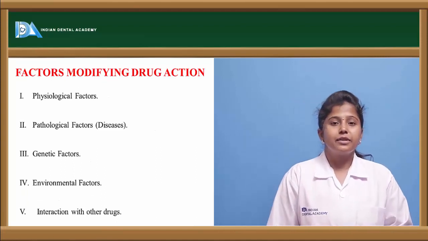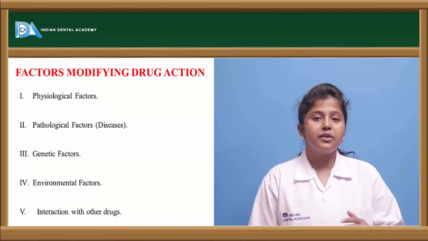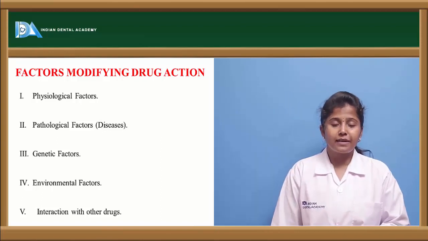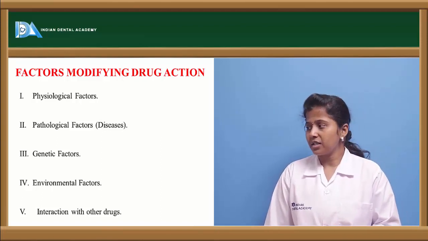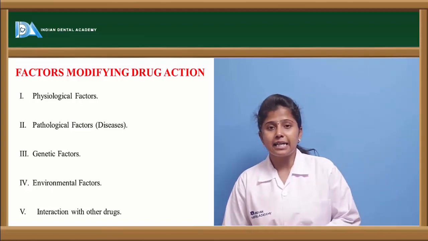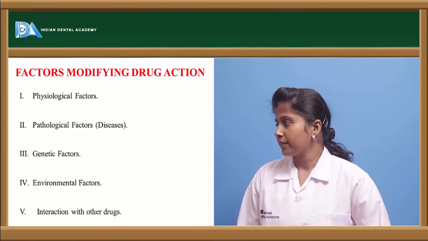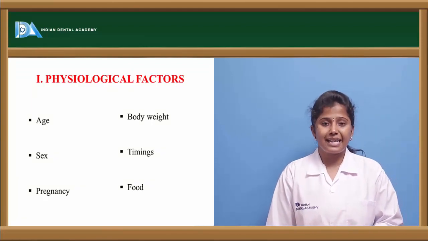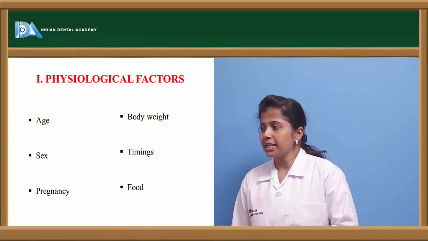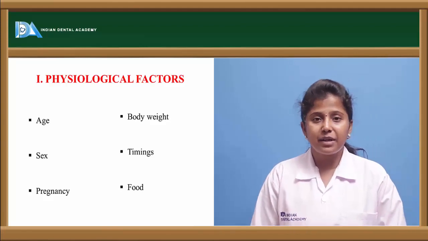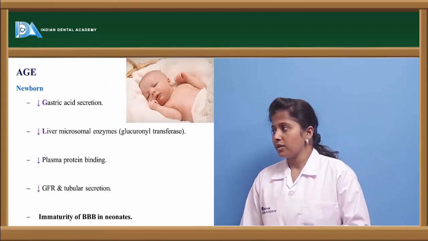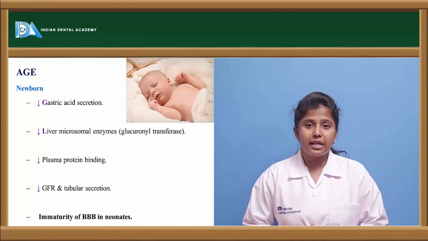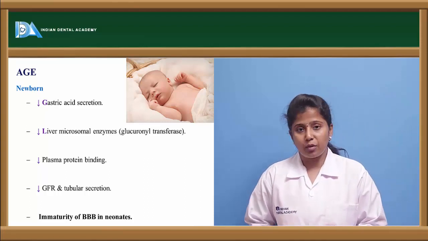And so, the various factors which are involved in modifying the drug response are physiological factors, pathological factors, environmental factors, genetic factors, and interaction with other drugs. Physiological factors are like age, sex, pregnancy, body weight, timings, as well as food. Let us see age. In different age groups, what are the drug responses we can see?